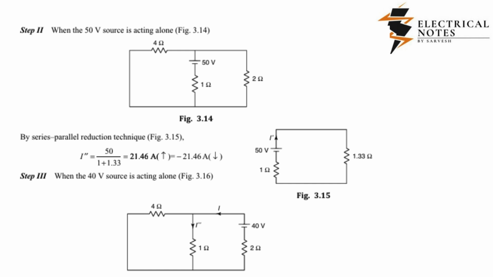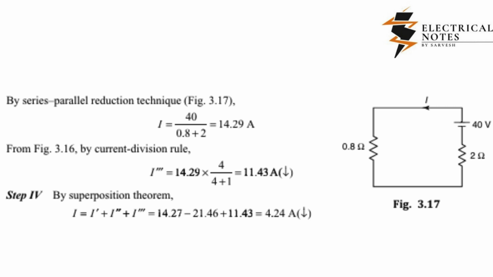By series of parallel reduction technique, figure 3.17. I = 40 / 0.8214 A. From figure 3.16, by current division rule, I3 = I × 14/29 ... Step 4. By superposition theorem.